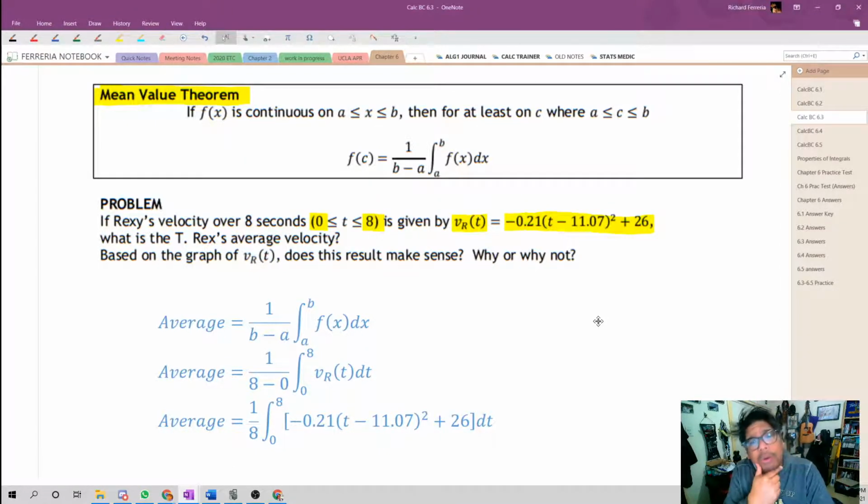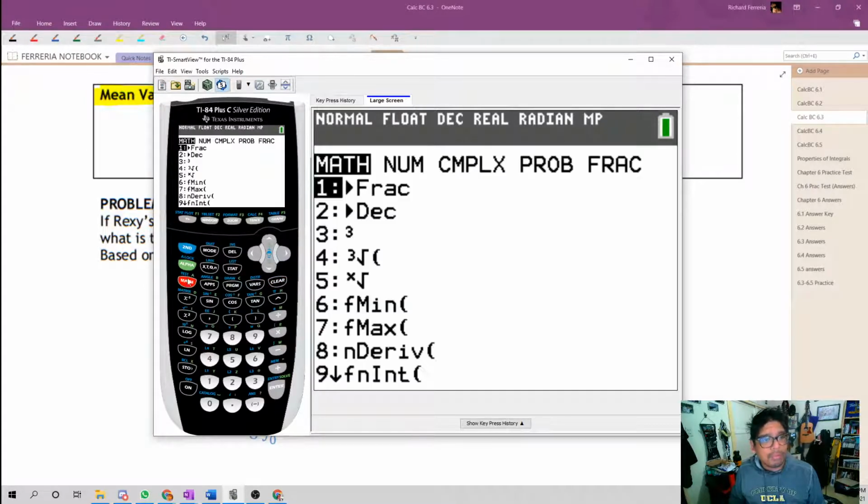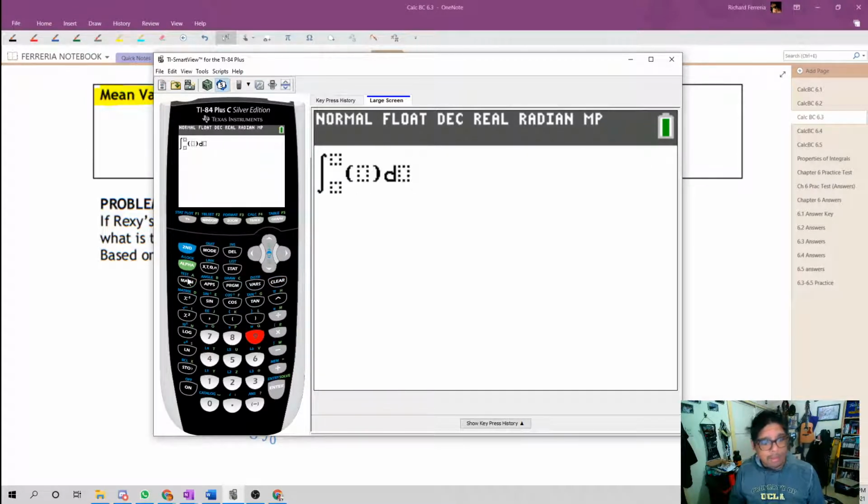But we're going to integrate that on our calculator because that's all we have right now. We can't find the area for this function. We don't know how to do it yet. So let's grab a calculator. We're going to summon the integral. Actually, before the integral, we need to put 1/8. In fact, I'm going to be kind of cheeky here, and I'm just going to do 1 over 8 minus 0. And I'll go from 0 to 8.